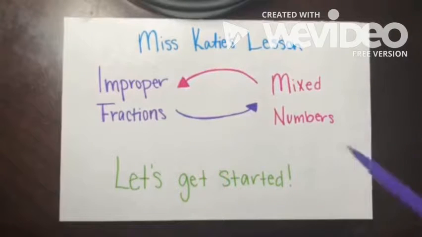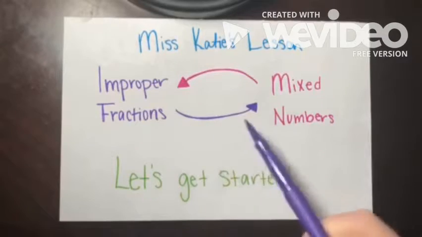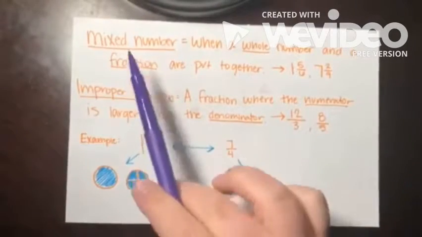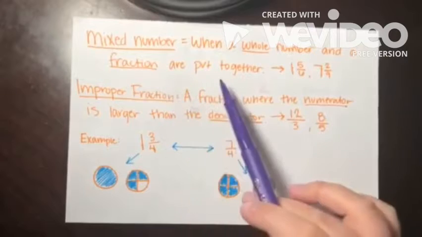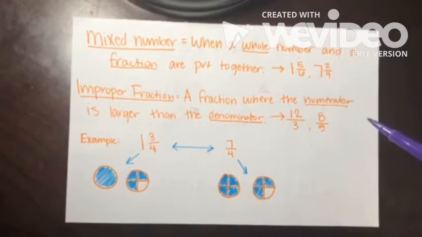Hi there. Today we're going to learn about improper fractions and mixed numbers and how to switch between them. So we can recall that a mixed number is when a whole number and a fraction are put together. So like 1 and 5/6 or 7 and 2/9.